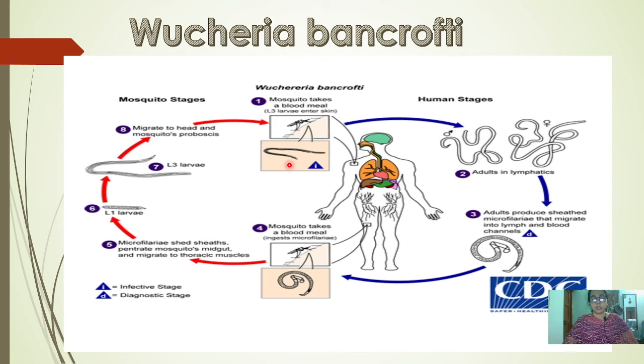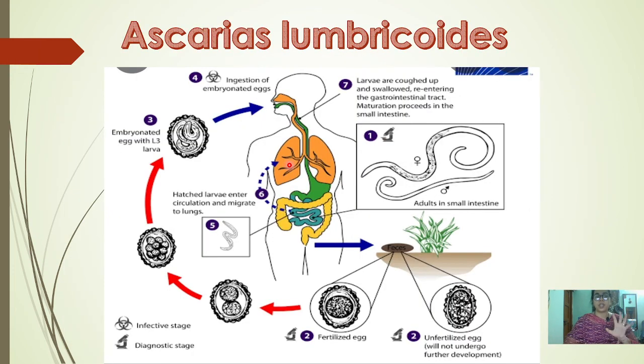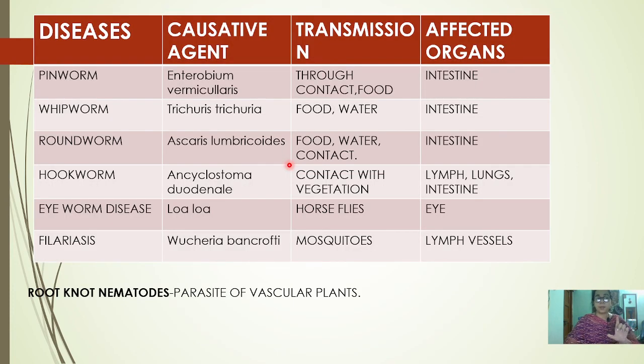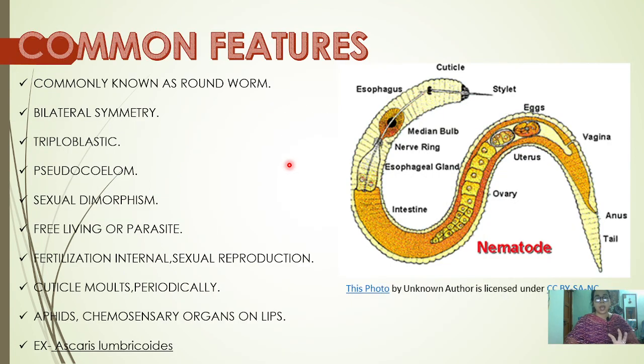So, these are certain important diseases, mainly Wuchereria bancrofti and ascariasis, which are mainly asked from the exam point of view. So, these two I have discussed. Apart from that, many other diseases have also been mentioned, and here only the causative agents, the transmission and the affected organs are important. So, this is all about the nematodes.